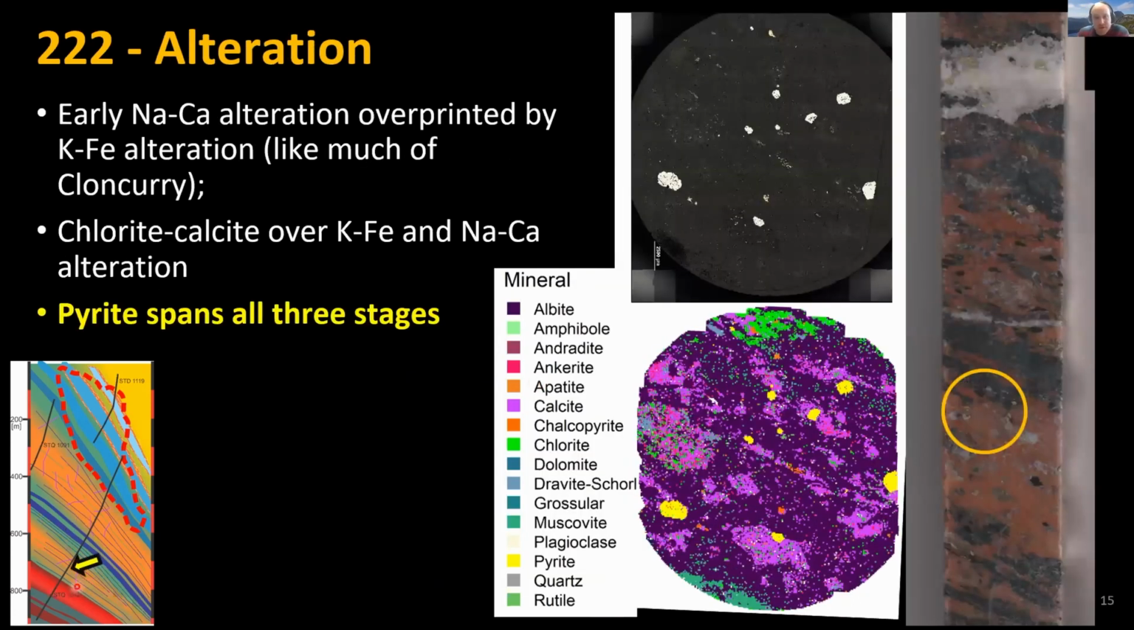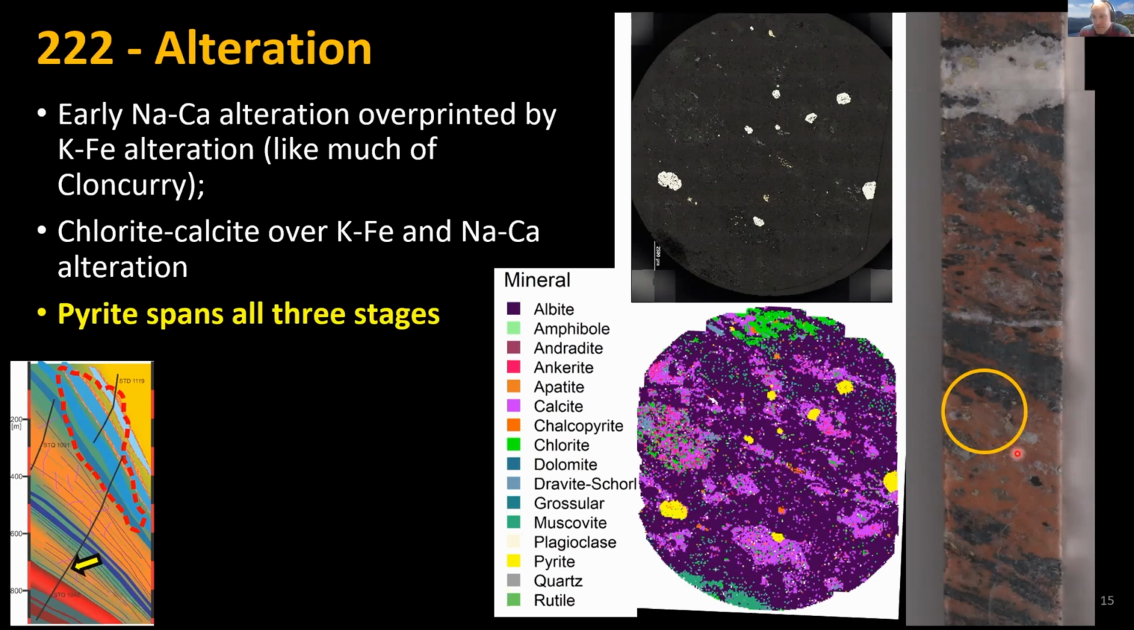We go further along the cross section. That's the relatively widespread albite alteration we see around the Starra system, which is overprinted by potassic iron alteration. In this case, it's mostly chloride magnetite. And then this chloride magnetite alteration is again cross-cut by calcite veins, which carry some pyrite and chalcopyrite. But we see pyrite precipitation or formation throughout all three stages.